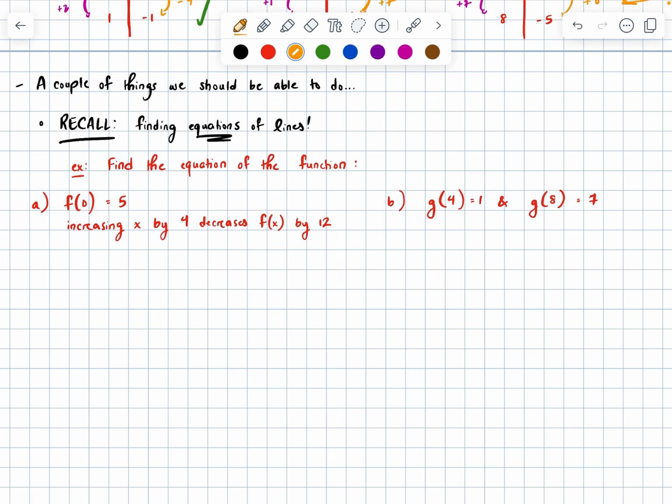So I've got 2 criteria here. I want you to think back into that mind palace of yours, right? What are some strategies that we know? Given some criteria such as f of 0 equals 5, increasing x by 4 decreases f of x by 12, g of 4 equals 1, g of 8 equals 7. Try something out, right? See if you can find some equations of lines for me.